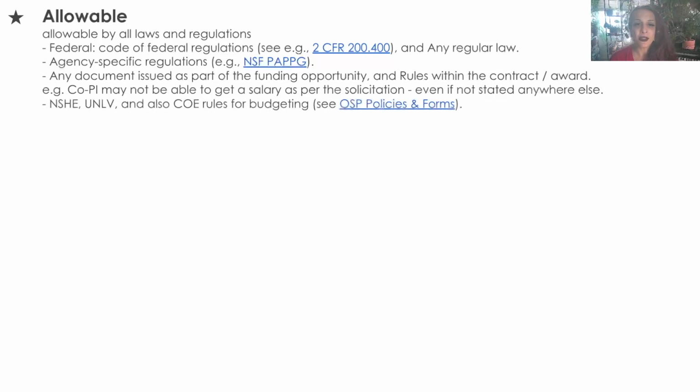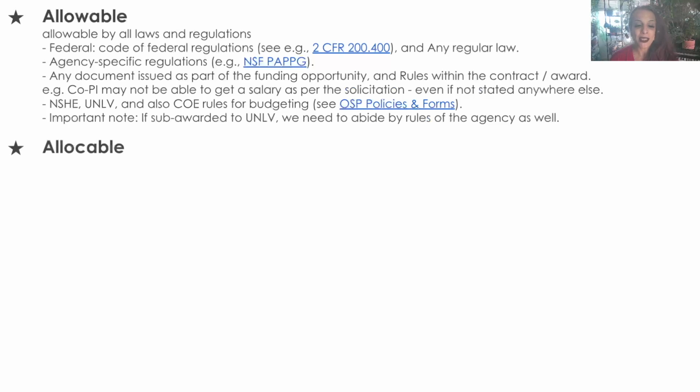Also, your institution will likely have its own regulations. In UNLV, we have the NSHE regulations, and we have a few policies and forms that must be followed for the allowability to be covered. Important note, if you are subawarded, you still need to abide by the rules of your agency, of your institution, and all the rules here mentioned. So the subaward doesn't exclude the awardees from any of the rules related to allowability.